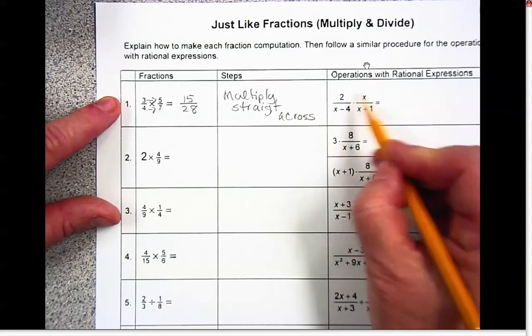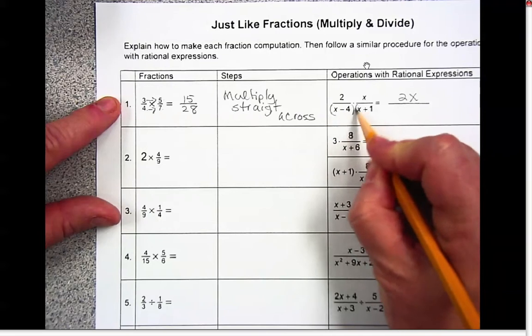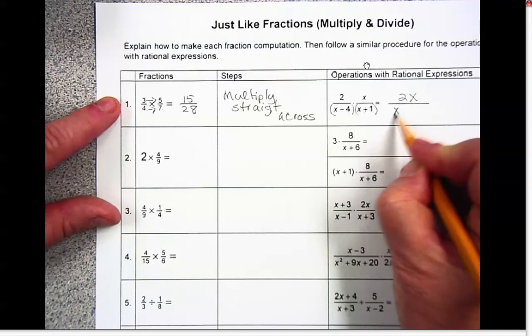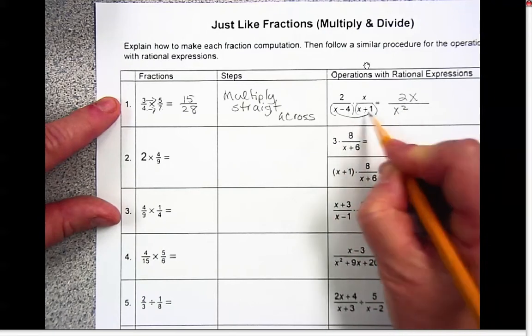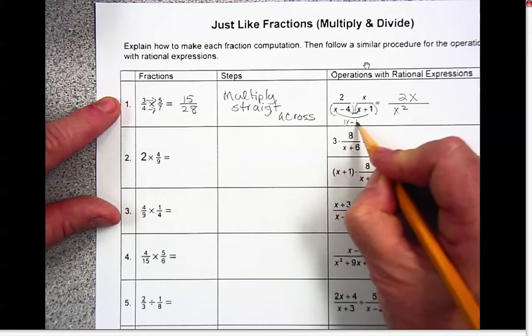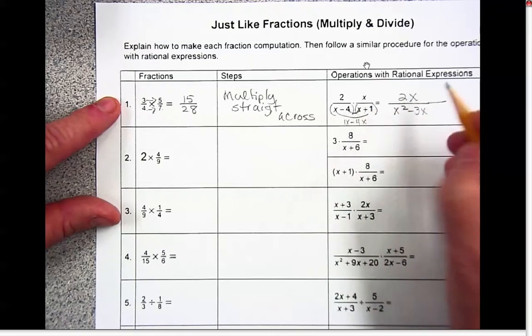So we're going to do 2 times x is 2x. And then we're going to have to use FOIL to multiply these two. So we're going to do x times x is x squared. Outside is 1x, inside is negative 4x. So 1x minus 4x is negative 3x, and then negative 4 times 1 is negative 4.